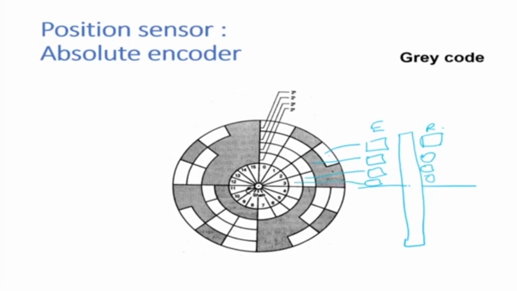So in one shot, you get an array of signals. You get 0, 1, 0, 1, 4 signals in one shot. In the previous case, you are getting either a 0 or a 1. Here you are getting 4 of them. So this is giving you an absolute position.